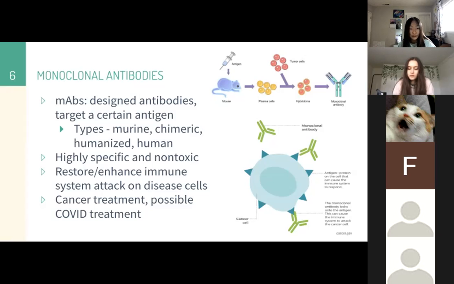Monoclonal antibodies restore or enhance the immune system's attack on diseased cells. Finally, you can use monoclonal antibodies for cancer treatment because you can boost someone's immune system against cancer cells by attaching monoclonal antibodies to them, acting as a marker for the human body's immune system to destroy the tumor cells. So the antibodies will attach to the tumor cells, and then other types of immune system cells such as blood cells will attack those tumor cells and kill them.